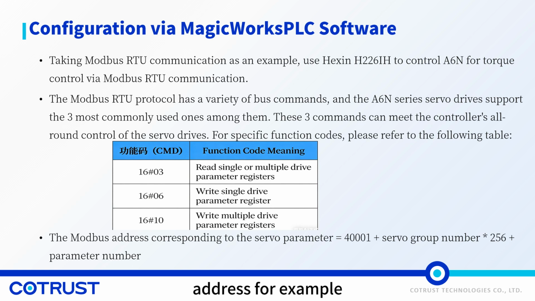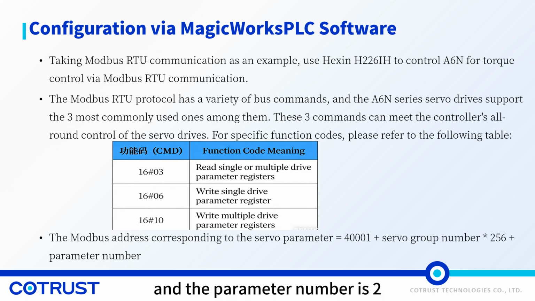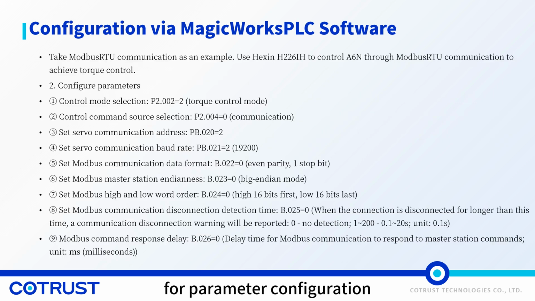For example, the parameter P3.002, the servo group number is 3, and the parameter number is 2. After entering the formula below, it is converted to the Modbus address. It is 3 times 256, then add 2 and add 40,001. Finally, it is equal to 40,771. For parameter configuration, you can refer to the steps here.